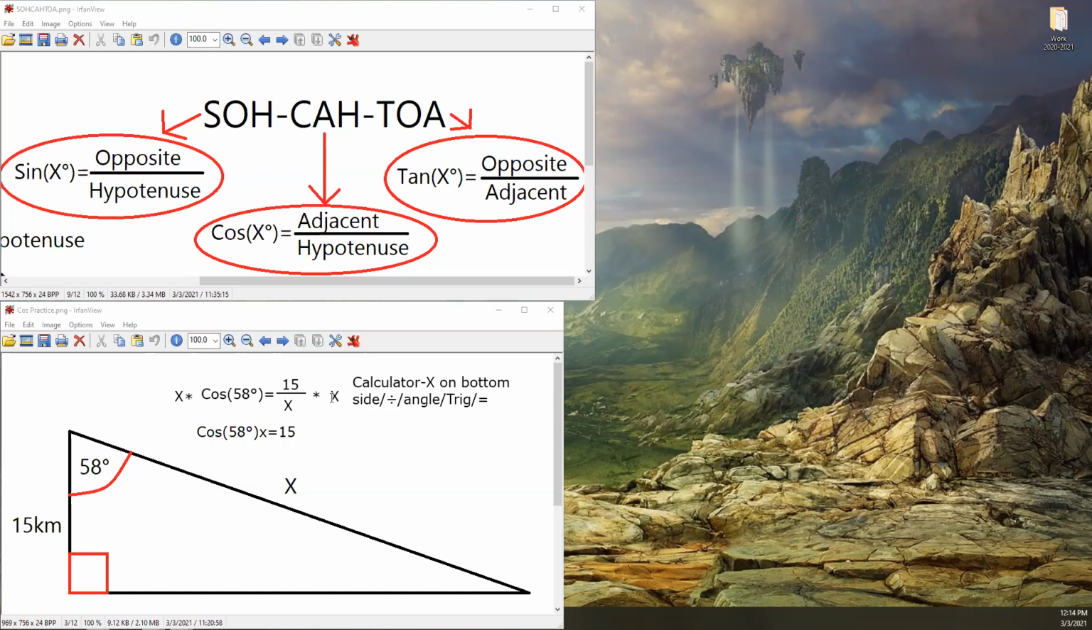All right. So if we multiply both sides by x, these cancel out. x goes to the left side. We've got cosine of 58 times x equals 15. Then we divide both sides by the cosine of 58.